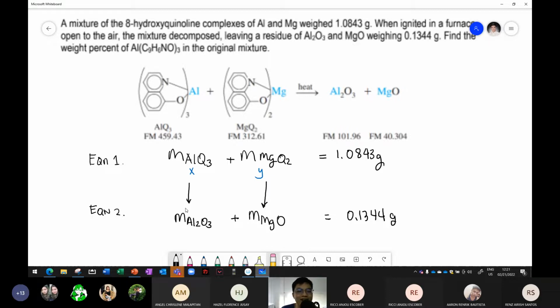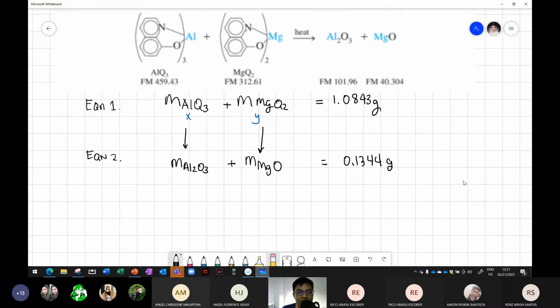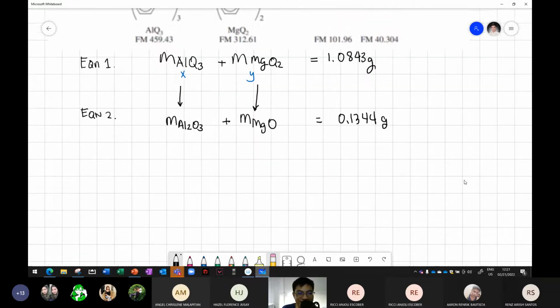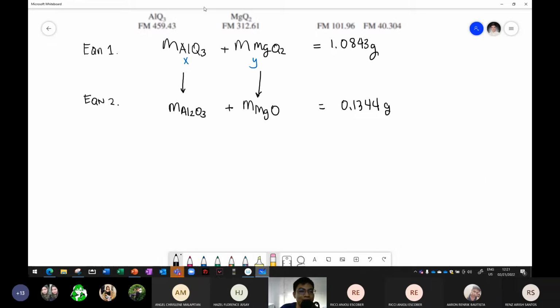Kunin natin yung expression for the mass of aluminum oxide. Lucky for us yung mga molar masses given na. Lucky pa ba tayo? Pinapahirapan na nga tayo ni Sir Jim. Okay. Ano na? Mass of aluminum oxide from AlQ3. Okay, let's try to get that.